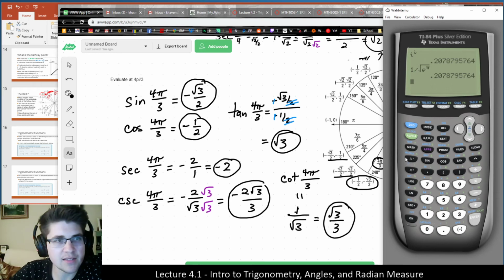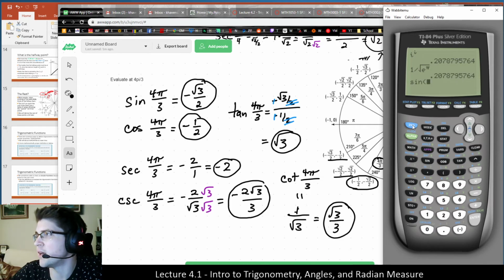So let's say with 4 pi over 3, let's check our answers. Let's say we were to do the sine of 4 pi over 3. We could start by hitting the sine function, and pi is right there above the caret. You have to hit second caret to get that, divided by 3, close it up. And assuming my calculator is in radian mode, it should work.